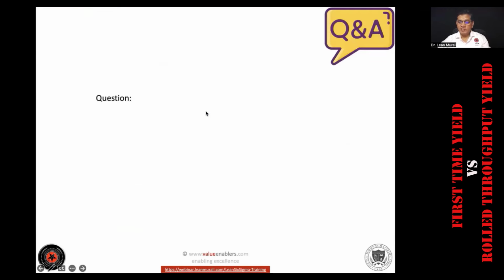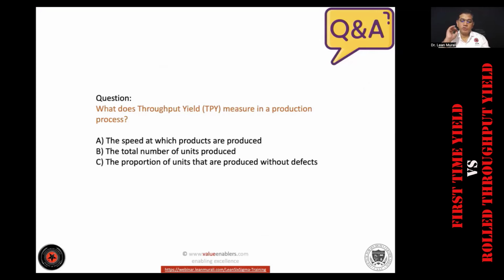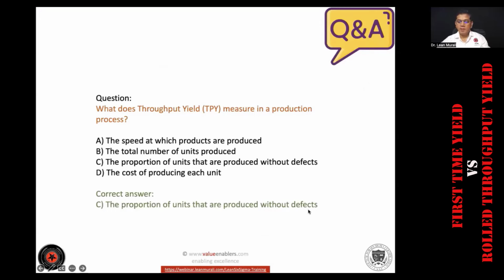Before that, some questions. Okay, what does throughput yield measure in a production process? The speed at which products are produced, the total number of units produced, the proportion of units produced that were produced without defects, or the cost of producing each unit. Simple, right? Okay. Thank you for answering.